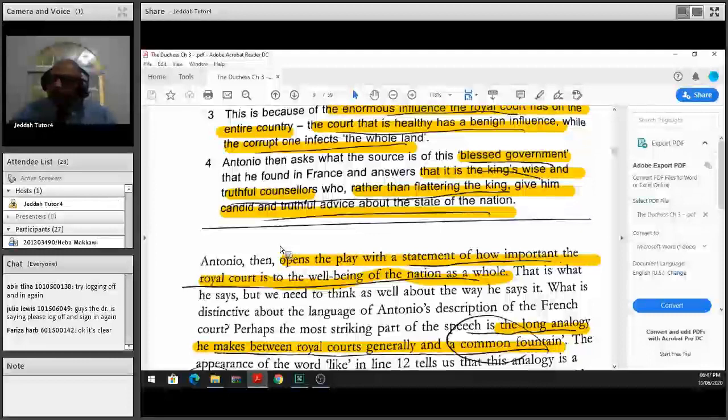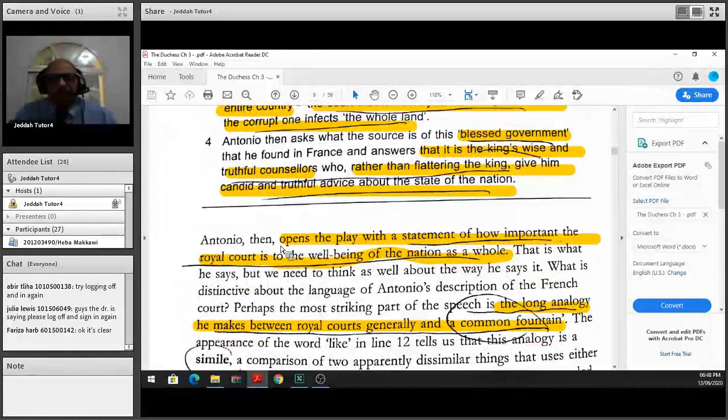Antonio then asks what the source is of this blessed government. So Antonio is going to describe this government back in France as blessed, and as you can see, he is using religious register. He's using words that are exclusively religious, which gives you the feeling that when royal courts are doing a good job, they are acting out the will of God. And this may also take us to the idea of the divine right of kings: the belief that at one point kings, when they rule, are representatives of God on earth.